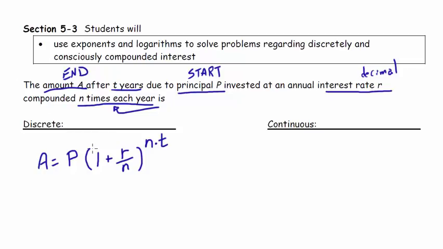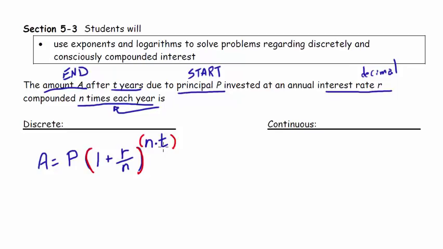Now, it is very important that you put parentheses here and that you put parentheses around your exponent. Otherwise, when you type it into the calculator, it's only going to raise that to the n and then multiply it by t. Okay, so this is our discrete case.